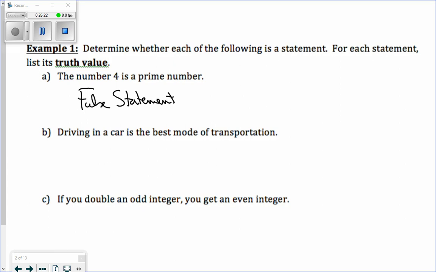Driving in a car is the best mode of transportation. Is that a statement? Nope, that's an opinion. If you double an odd integer, you get an even integer. Okay, well, think about that. Think of an odd number. Got it? Double it. Did you end up with an even? So this is a statement. And the statement also happens to be true.